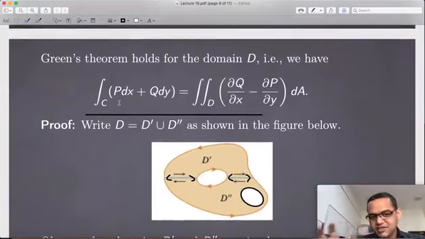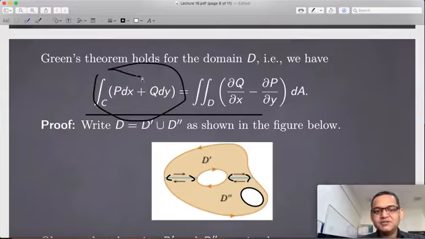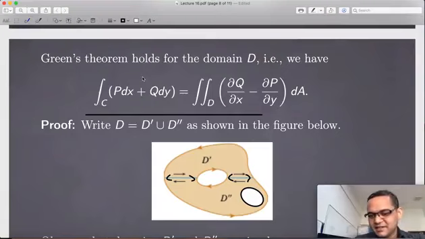So Green's theorem basically tells you that the area of certain domains can be computed using the line integral. You don't have to really do a double integral. You can just compute the area by using a single integral, the line integral. So this is a very beautiful application.